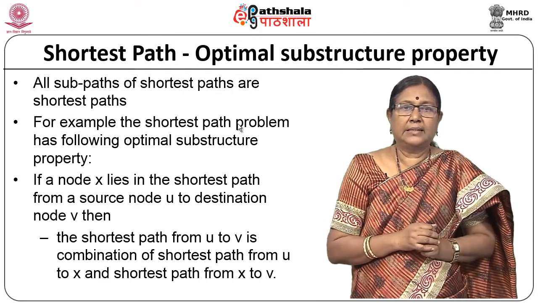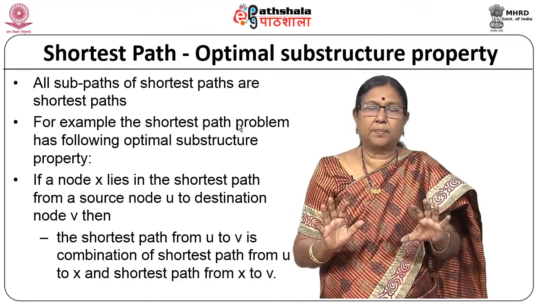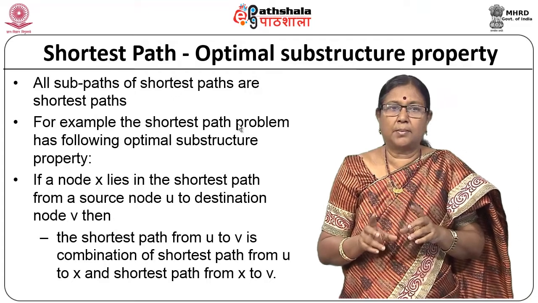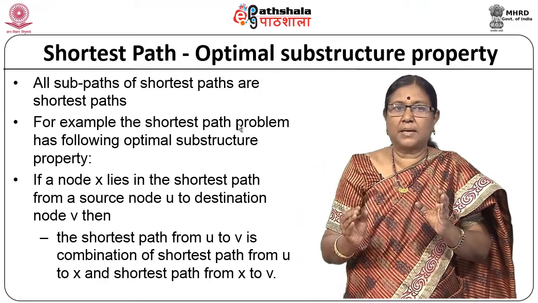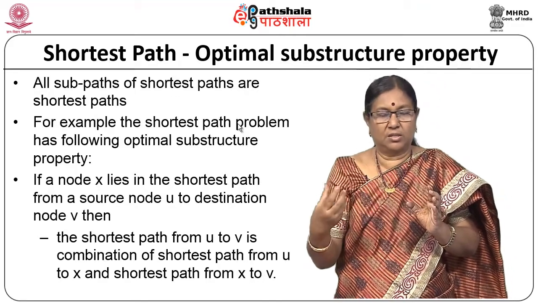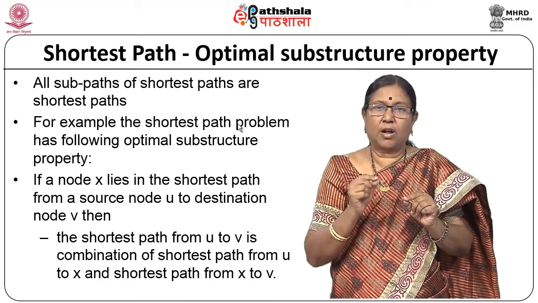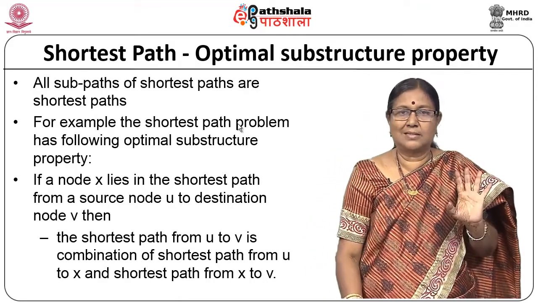Okay. Next is the optimal substructure property. It says that all subpaths of shortest paths are also shortest paths. For example, the shortest path problem has the following optimal substructure property: if node x lies on the shortest path from a source node u to a destination node v, then the shortest path from u to v is a combination of the shortest path from u to x and from x to v. So, that is just it.